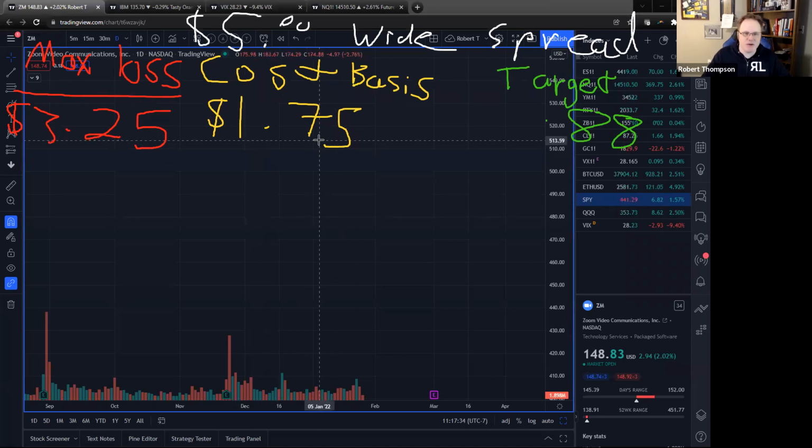Cost basis, we sold it for $1.75, which means we got an 88-cent target, which is $1.75 divided by 2. And our max loss is $3.25 because $1.75 plus $3.25 equals $5. So that is the worst case scenario. We would lose $3.25.